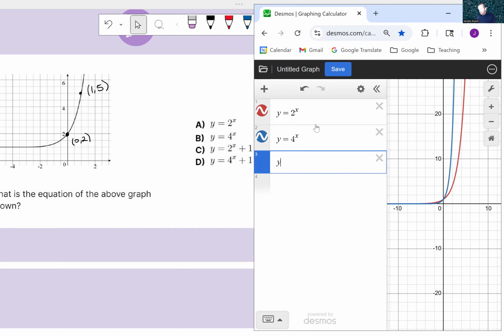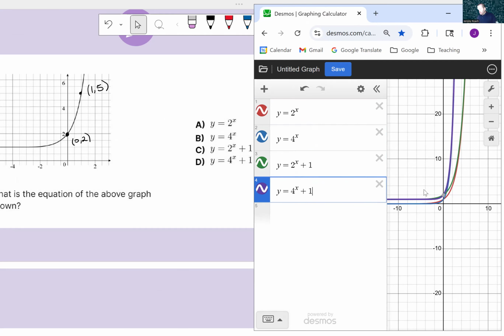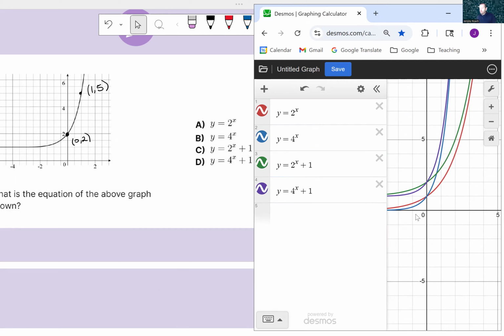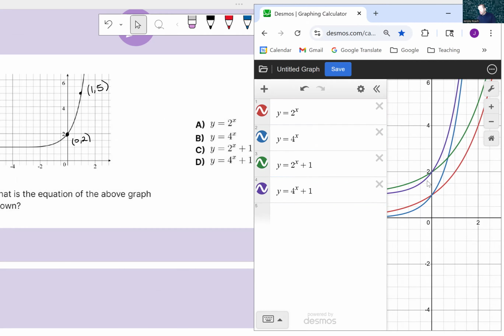Next one, y equals 2 to the x plus 1. Y equals 4 to the x plus 1. Okay, so here's our graphs, and we want to see which one matches. So it goes through 0, 2. So we've got to figure out which colored line goes through 0, 2.